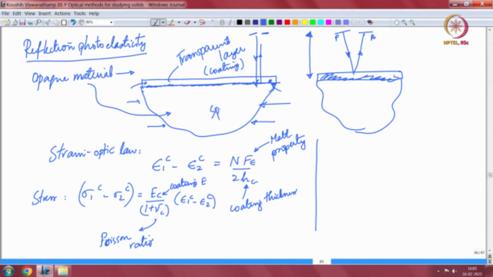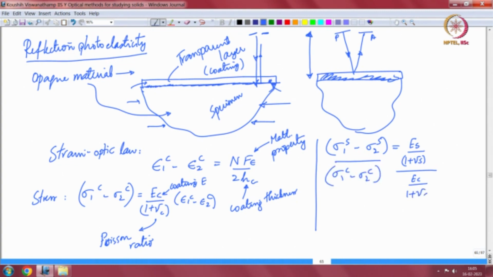Okay. And then what you have to do is find the stress in this. So, this is our specimen. The principal stress difference in the specimen, which I will give a superscript S, is in the same ratio as that with the coating. Because the displacements that are transmitted from here to here are the same.